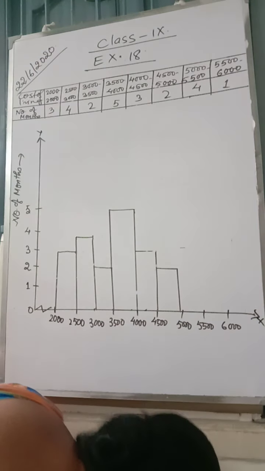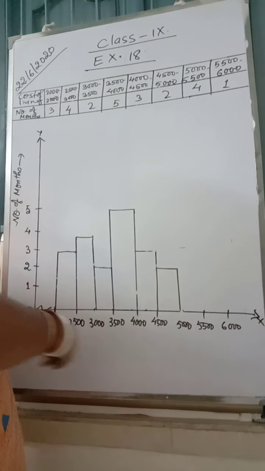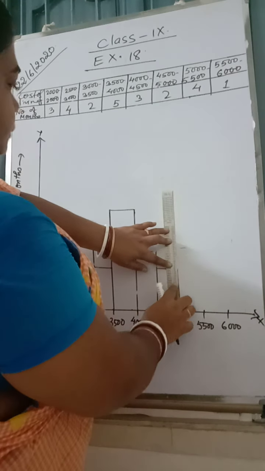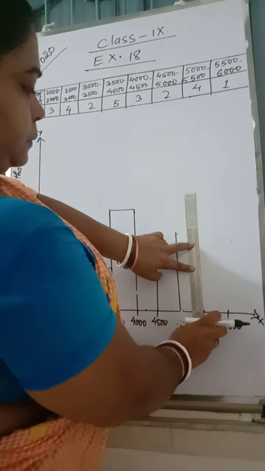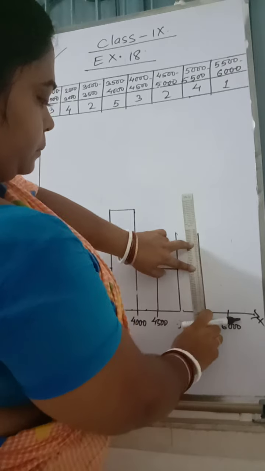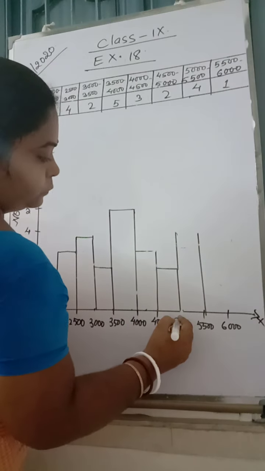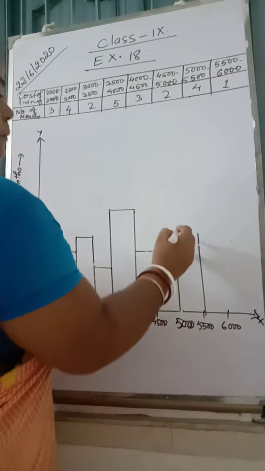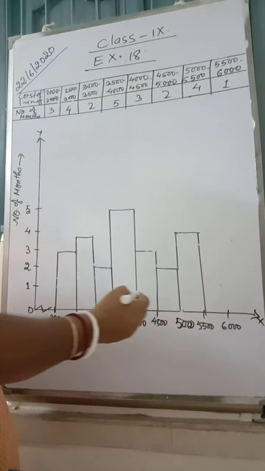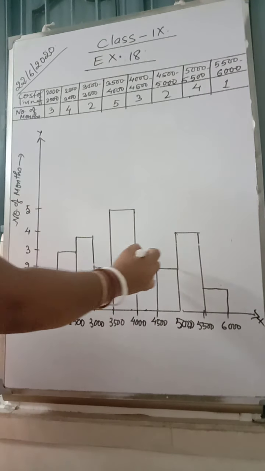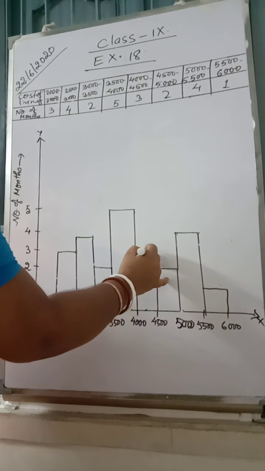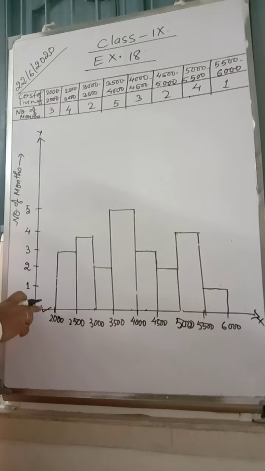Then it will go to 4. This is 4. 5000. Then this is 1. The last one is 1. So this is a histogram which represents data from 2000. Before that you can see the curve line that is filling the gap between 0 to 2000.